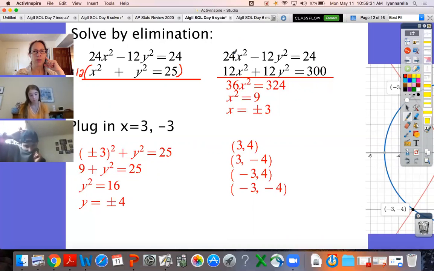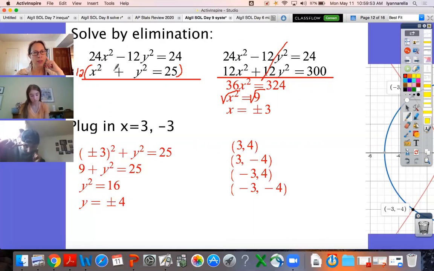Now when I add them, 24x squared and 12x squared is 36x squared. The y squareds cancel, and 300 plus 24 is 324. When you divide 324 by 36, you get 9. When you take the square root, don't forget your plus or minuses. So if you just got 3, that's only half of the solution. So x is either a positive or a negative 3.